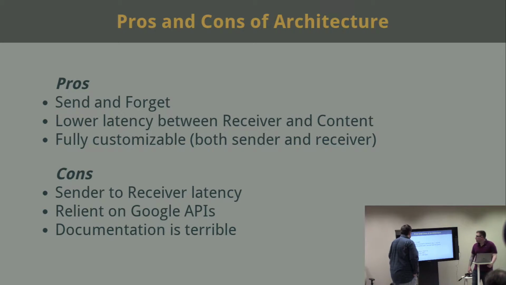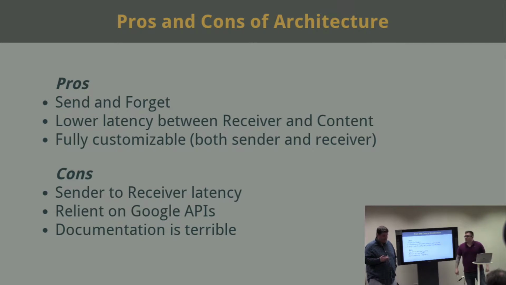And then the cons. We already talked about the sender to receiver latency. So if from the device I want to cast my screen, because I'm not directly communicating with the receiver from my device, it now has to go through Google's cloud. So effectively, I'm streaming it up to Google, and then Google is pushing that content back down to the receiver. So when you cast a tab, that's why it's so jerky, you know, you can see it stutter.